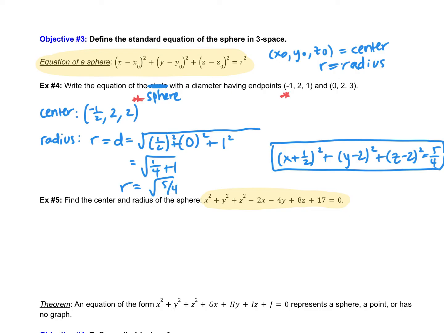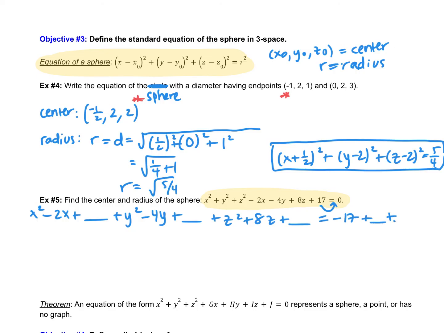In order to complete the square, I'm going to start by rewriting the equation so that I have my x's together, my y's together, my z's together, and that 17 on the other side. So I have x squared subtract 2x. I'm going to leave myself a space to complete the square. Plus y squared subtract 4y. Again, leave myself a space so I can complete the square. Plus z squared plus 8z. That 17 I don't need, so I'm going to move it to the other side. And I'm going to add 3 spaces for when I complete the square.